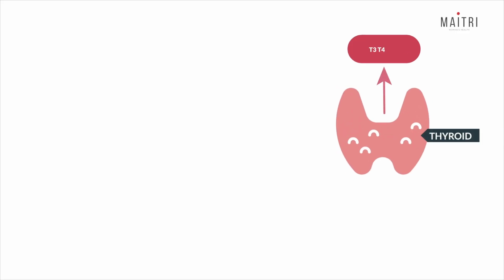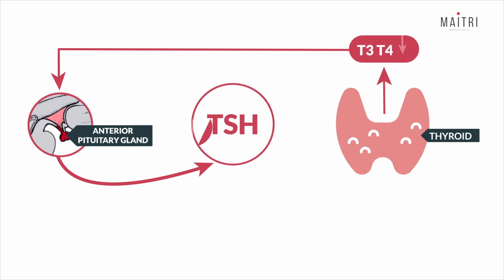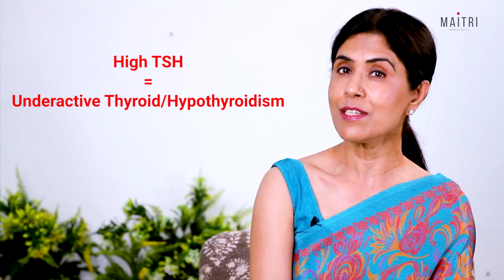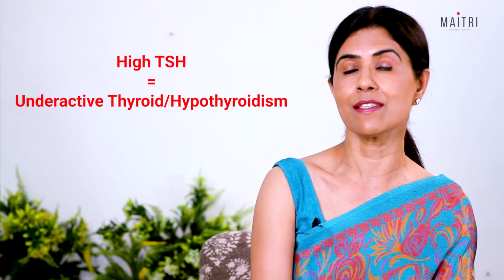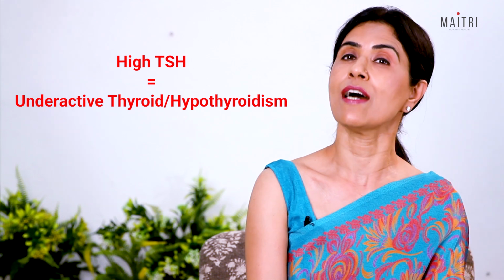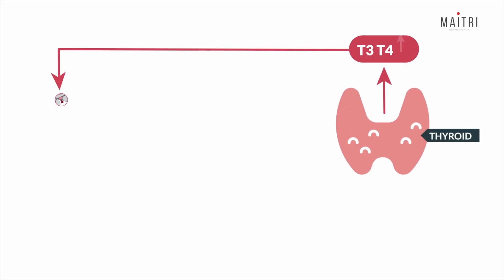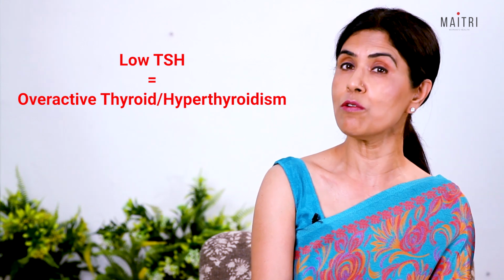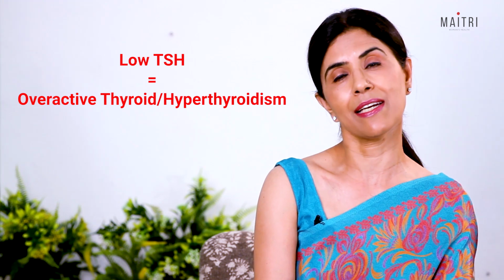So if your thyroid is producing less amount of thyroid hormones, the pituitary increases the amount of TSH trying to stimulate the thyroid gland to produce more hormones. So this means that high TSH means underactive thyroid or hypothyroidism. While if your thyroid is producing excessive hormones, the pituitary reduces the amount of TSH trying to downplay the thyroid gland. So low TSH means overactive thyroid or hyperthyroidism.